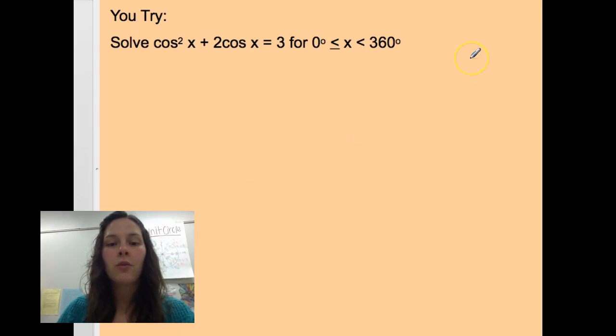Here is your U-Try question. Good luck, and if it helps you to feel better, we are spending 2 days on solving by factoring.